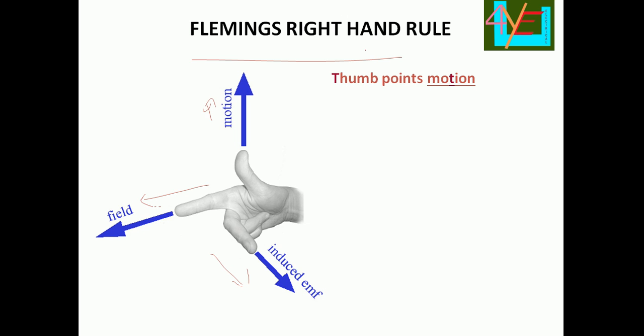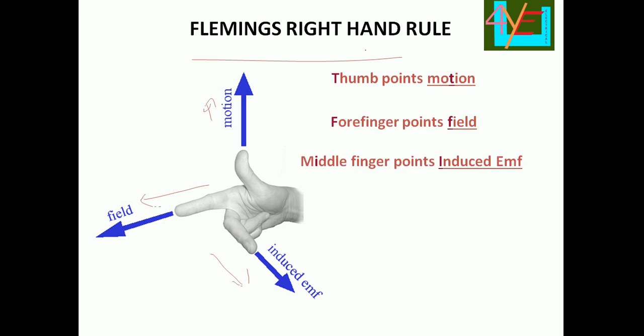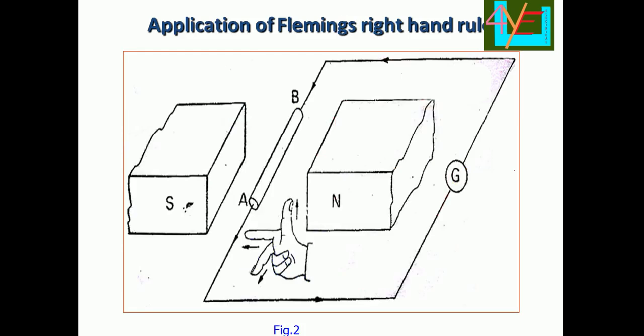Thumb points the motion, F means field, middle finger gives the induced EMF. So how to remember which one is which? Thumb, T, is for motion. Forefinger, F, is for field. Middle finger, I, means induced EMF. In this way we can remember Fleming's right hand rule.